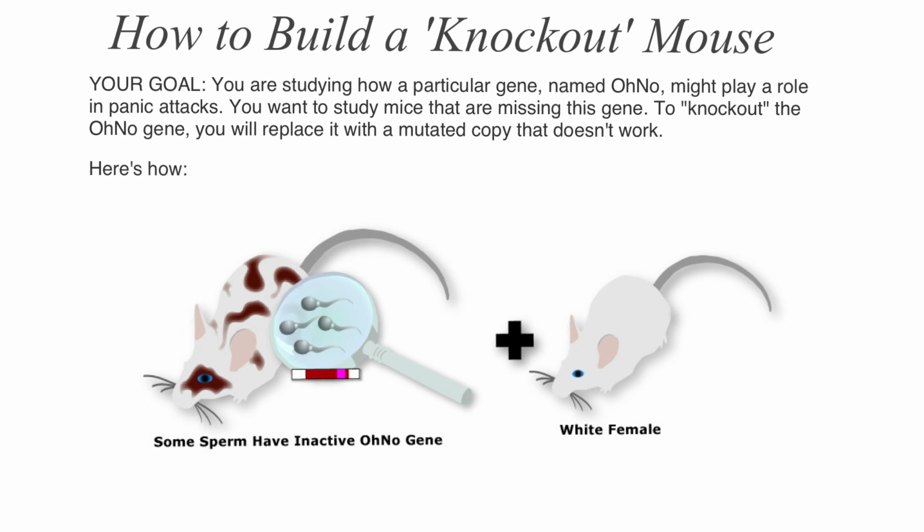Step number 6: mate the male chimera. If the male chimera has some reproductive cells, which is sperm, that originated from the brown stem cells, he will produce some brown offspring when mated with a white female.